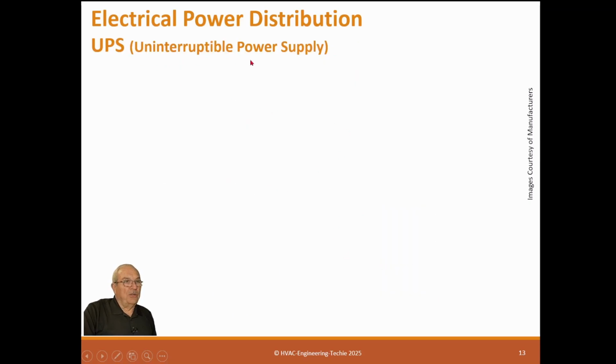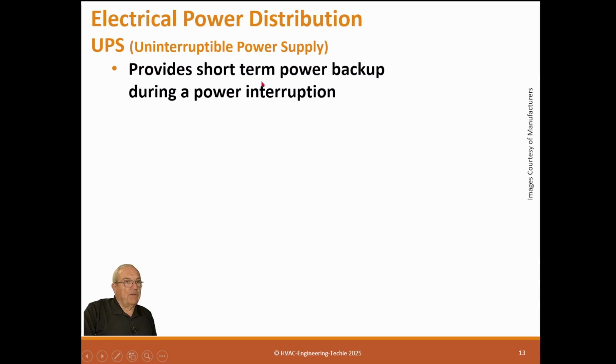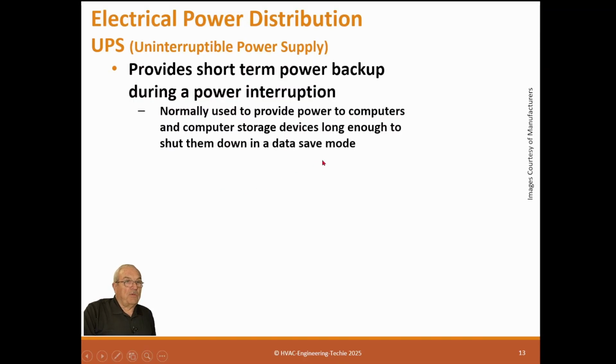UPS, which is an uninterruptible power supply, provides short-term power backup during a power interruption. They may also be used to clean the power. Sometimes they run off the UPS all the time because it's cleaning up the power from normal power. Normally used to provide power to computers or computer storage devices long enough to shut them down in a data save mode. So the batteries may be there for 30 minutes or 15 minutes or something like that to give systems time to shut down.